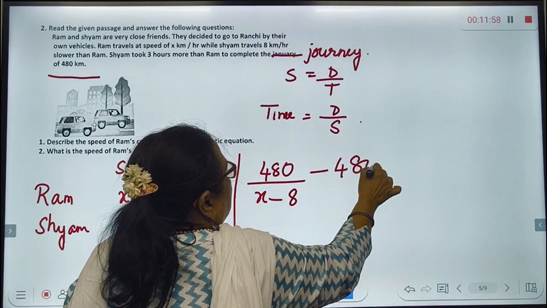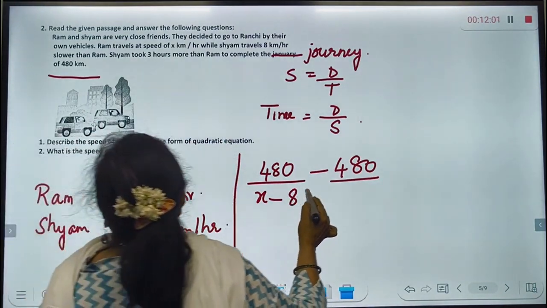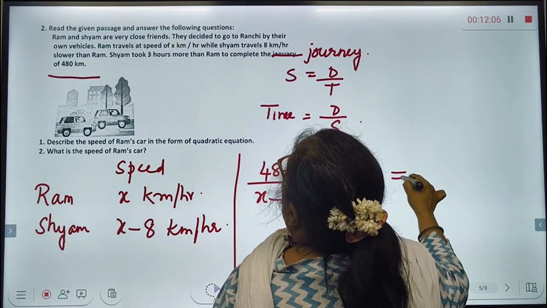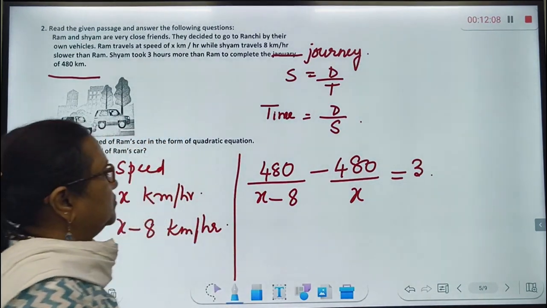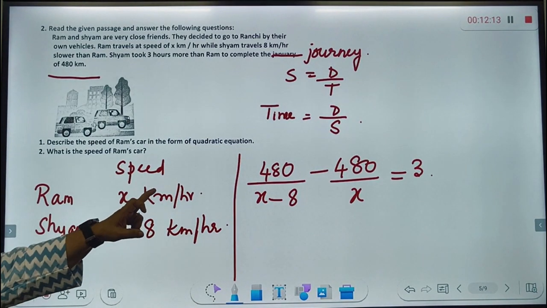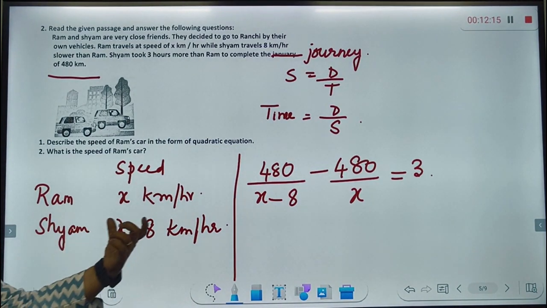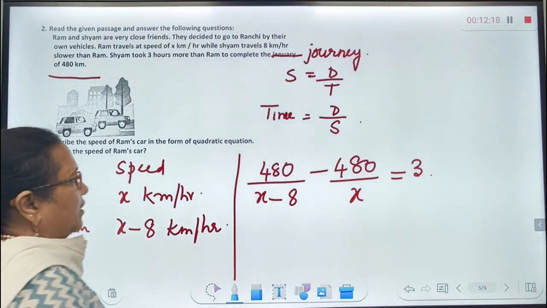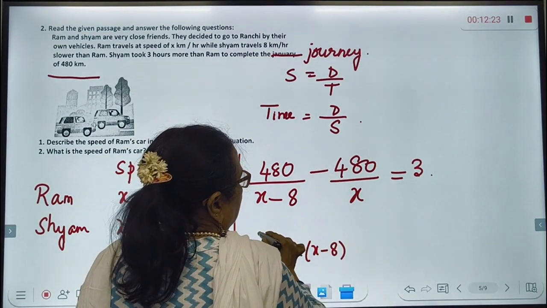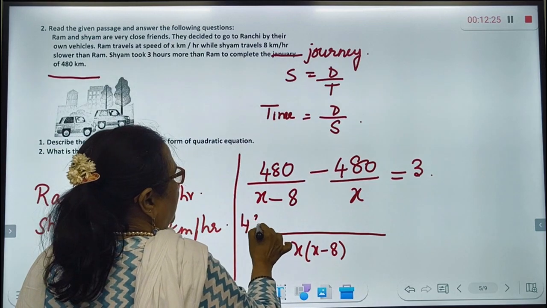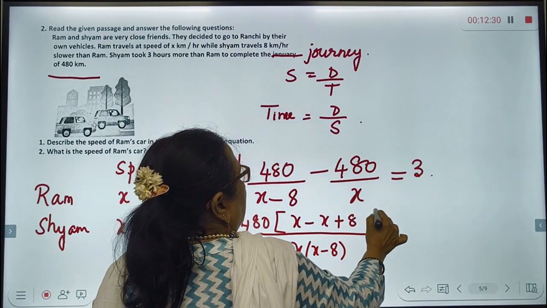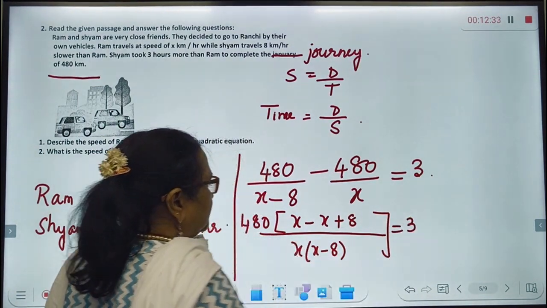Minus, what is the difference in the time taken between Shyam and Ram? The difference is how many hours? 3 hours. 480 by x minus 8 is the time taken by Shyam, while 480 by x is the time taken by Ram. The difference in the timings is given to be 3 hours. So taking LCM, x into x minus 8, the numerator is 480 into x minus x plus 8, equal to 3.